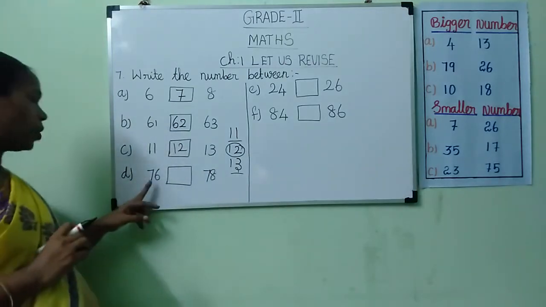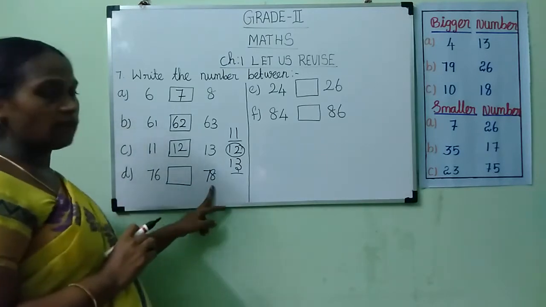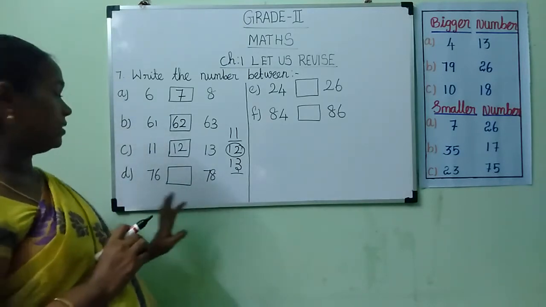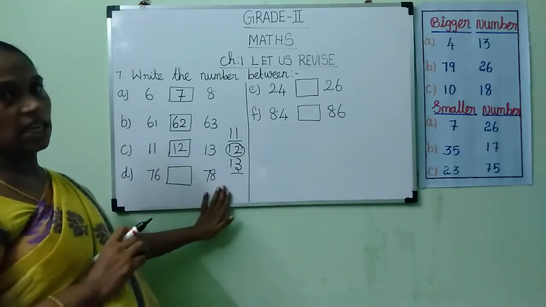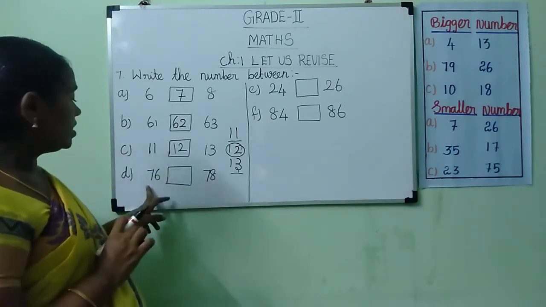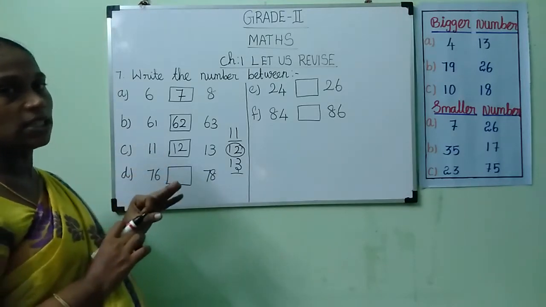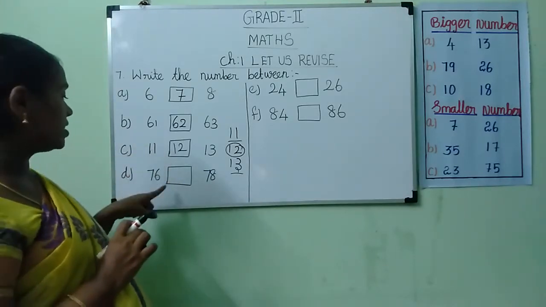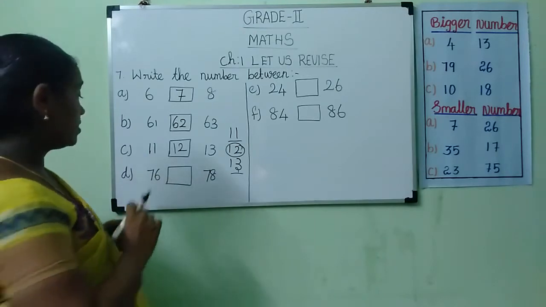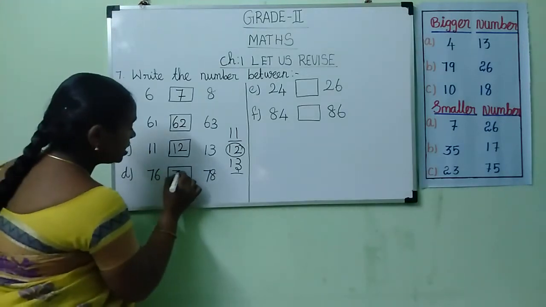Okay. The next one, 76 and 78. Which number will come in between? 76, 77, 78. So 76 and 78, between is 77.